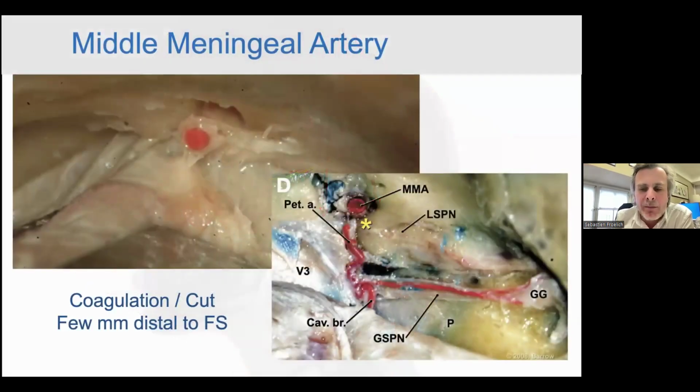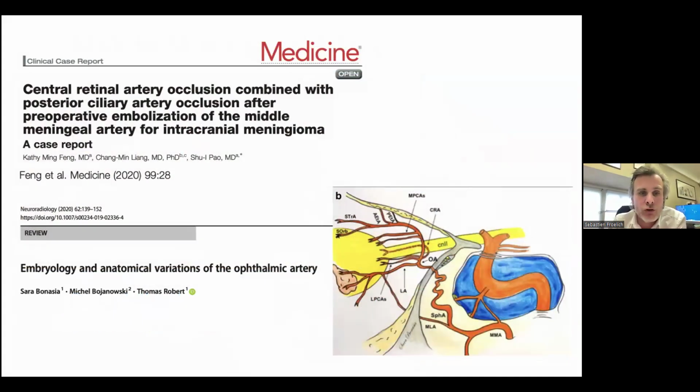So this is the middle meningeal artery coming out from the spinosum. You need to leave 2 or 3 millimeters of middle meningeal artery if possible, because sometimes you have feeders that come out immediately after the middle meningeal exits from the spinosum, and they feed the geniculate ganglion. I never had a facial palsy because of that, but there are some descriptions in the literature.